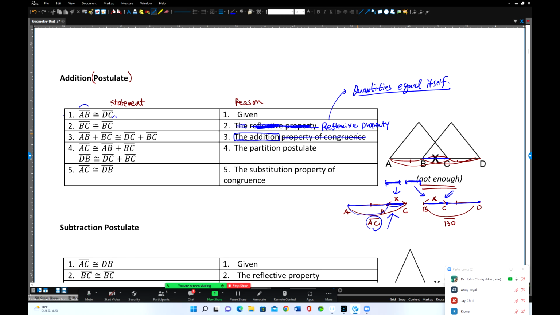The next one. What is AC? From here, we said the sum of these two. AC is what? AB plus BC. You have to say this one, okay? AC equals AB plus BC. One more time. BD equals what? DC plus BC, isn't it? Right? This one is AC, this one is DB, right? It's okay. But these two lengths are equal.